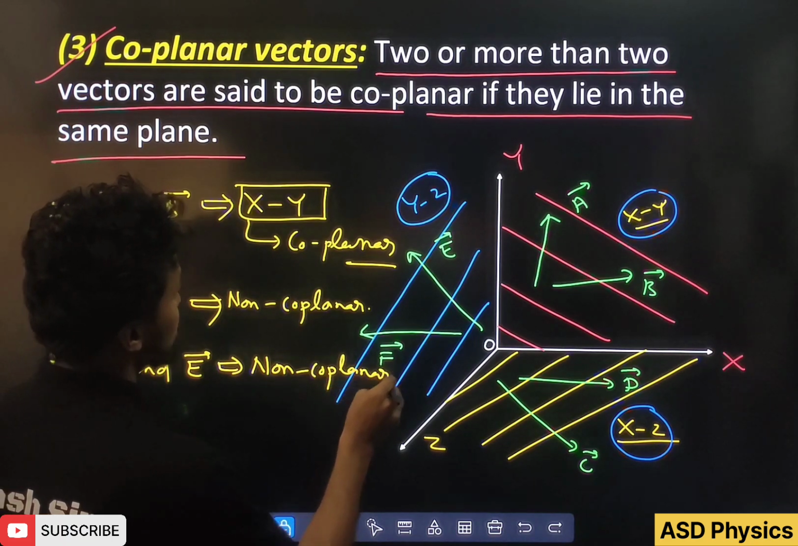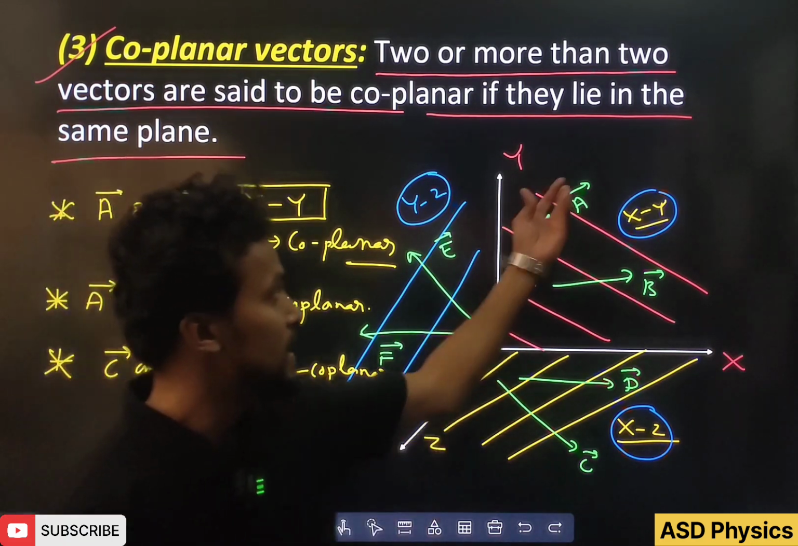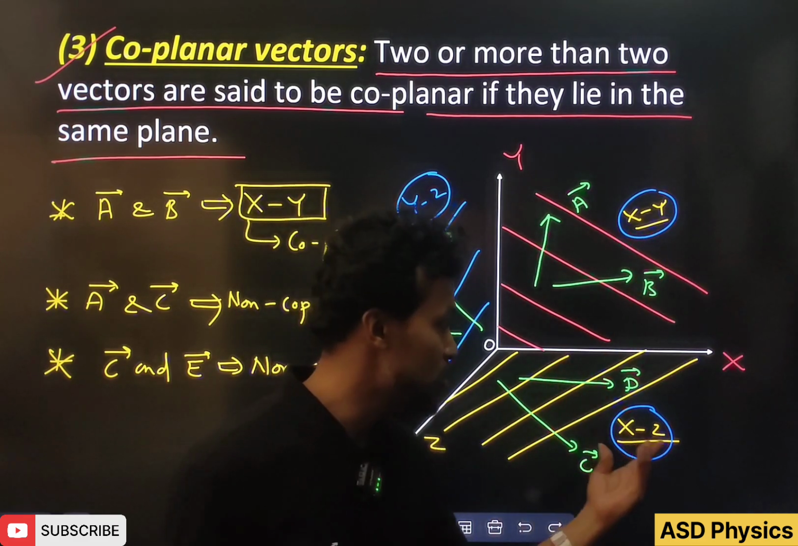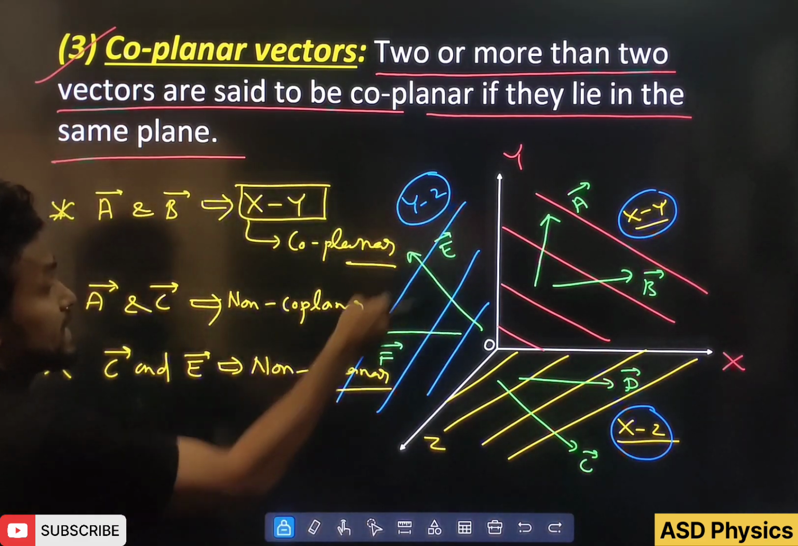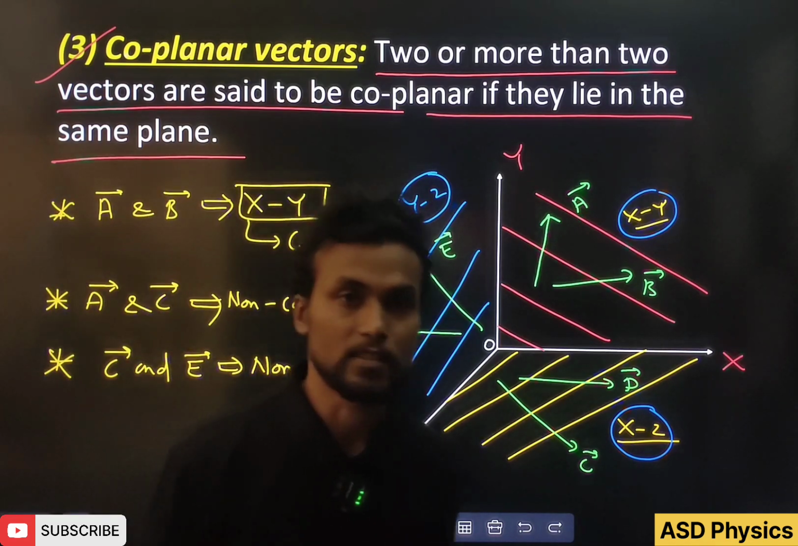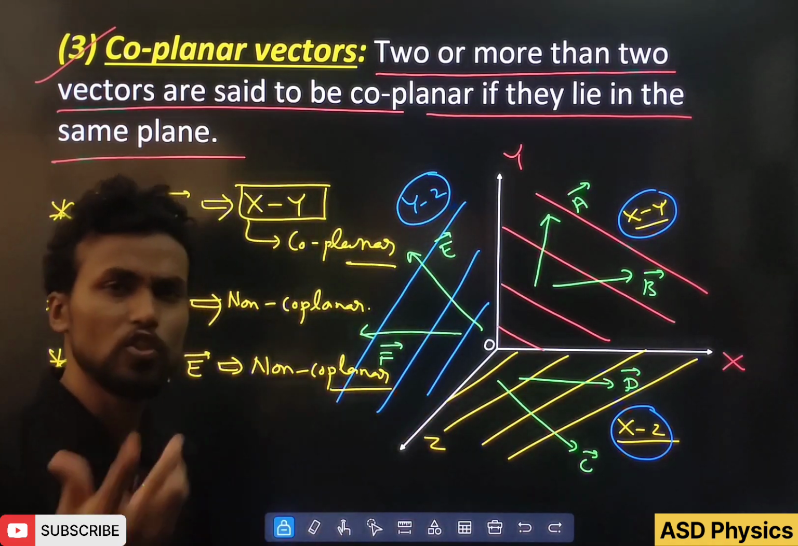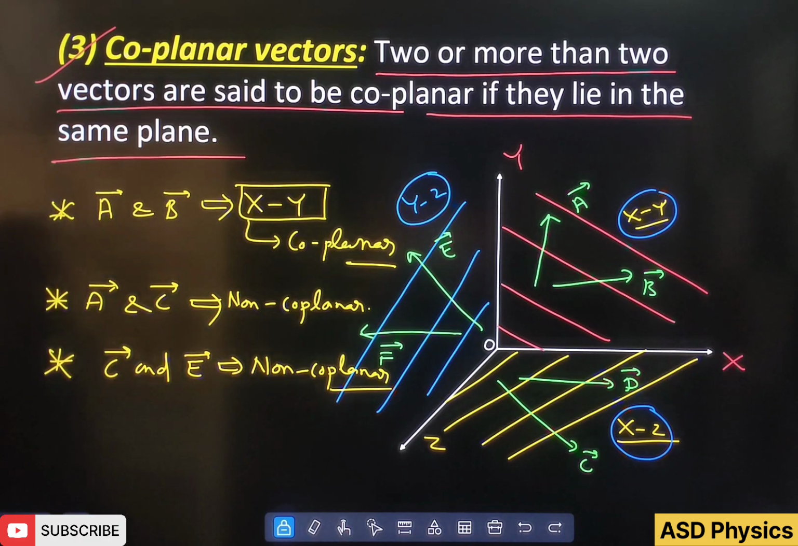So you can see very well, students, in a very easy way. A and B are coplanar because they are in the xy plane. C and D are coplanar because they are in the xz plane, and even E and F are coplanar because they are in the yz plane. If you see A and C, or C and F, they are non-coplanar vectors here. Very easy.